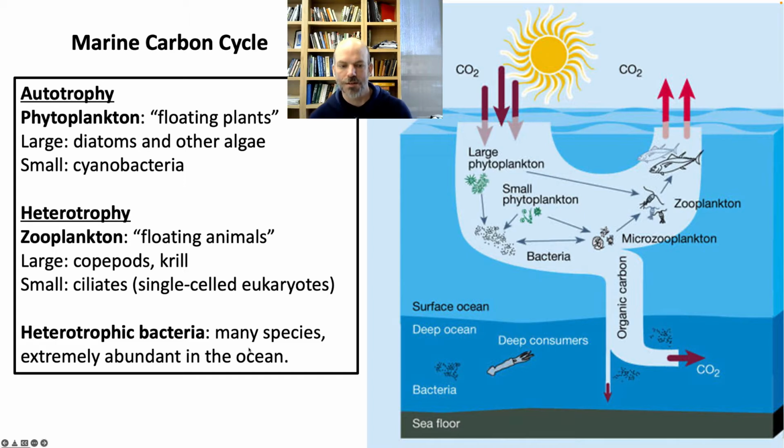That's exactly what they are. They're bacteria, they're heterotrophic. They decompose organic matter or eat organic molecules floating around in the ocean. They are extremely abundant. Among all of the groups listed here, they are definitely the most abundant in the ocean.